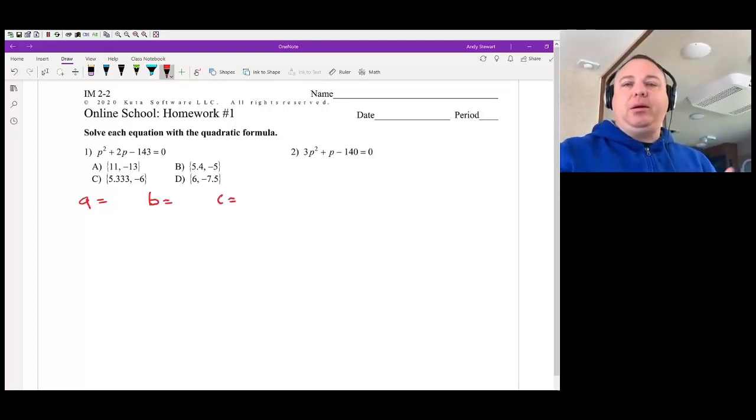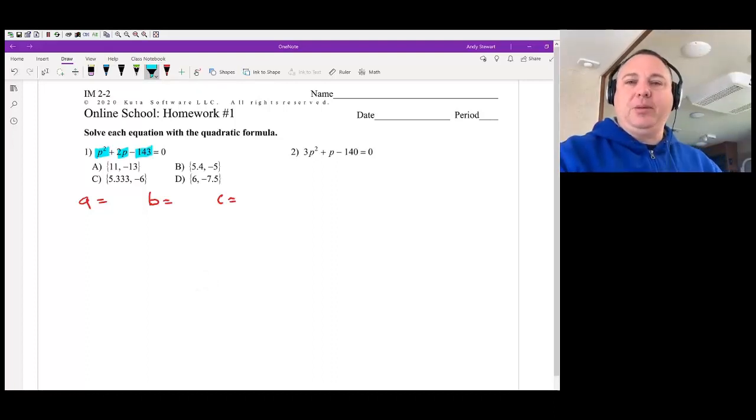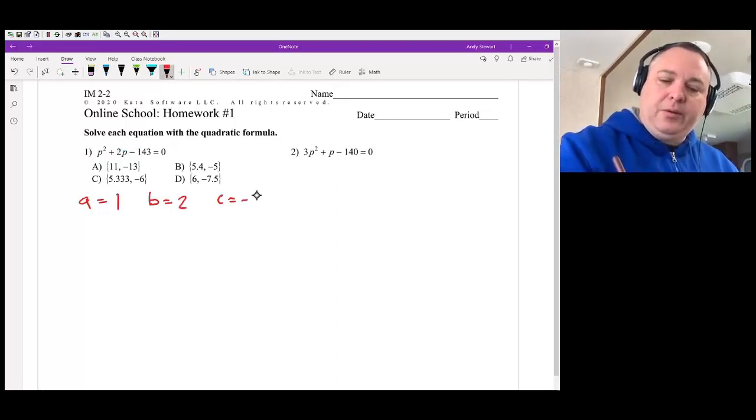A, B, and C are the numbers that are in front of the letters, as long as we have it in standard form. And we do, because look at the powers. It's second power, first power, no power. That's how we know we're in standard form. So the numbers are 1, 2, and negative 143.